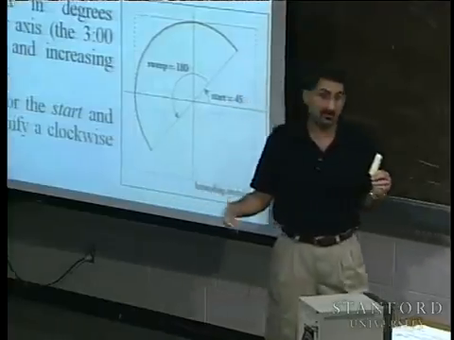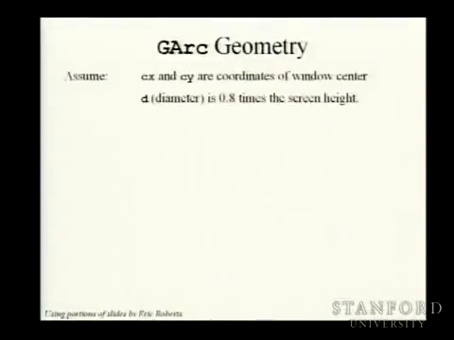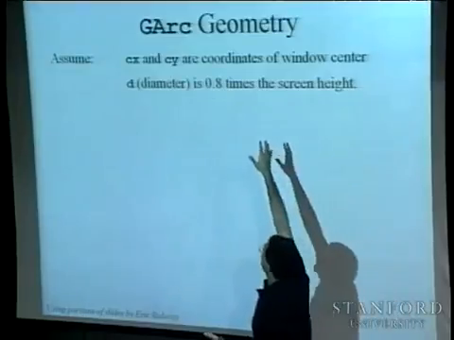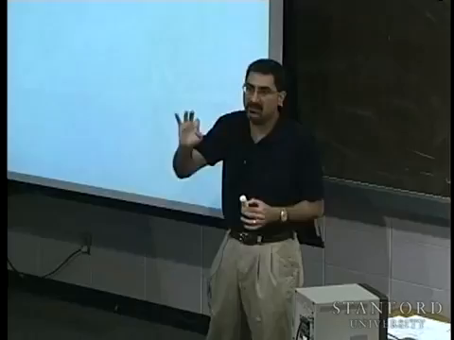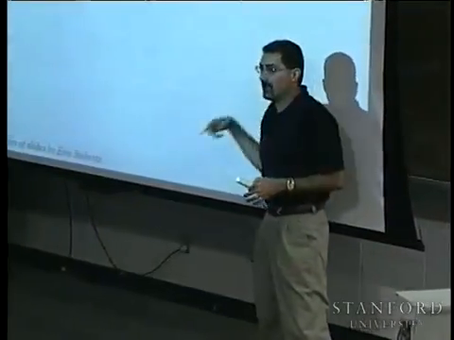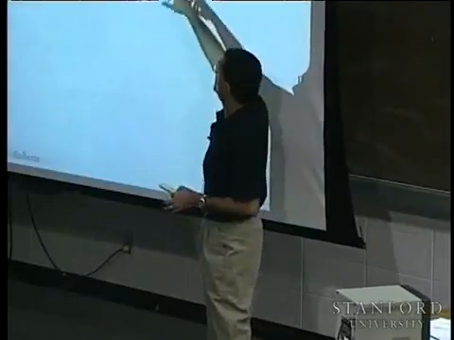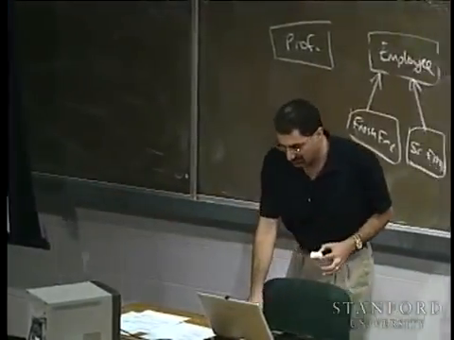So let me show you some examples of that, because that's kind of a big mouthful. What does that really mean? Here's just a few examples. We're going to draw some arcs centered in the middle of the screen, so we're going to figure out CX and CY. Let's just assume they're the middle of the window. We already computed them using getWidth and getHeight. And D, which is the diameter of the oval, or the circle in this case, is pre-configured to be 0.8 times the height of the screen.